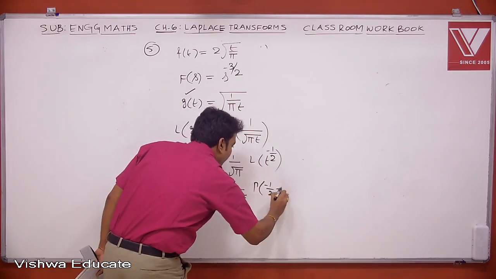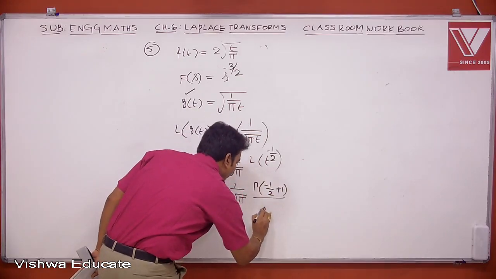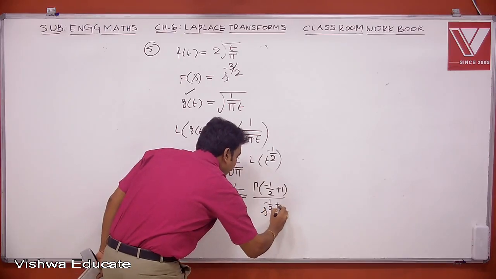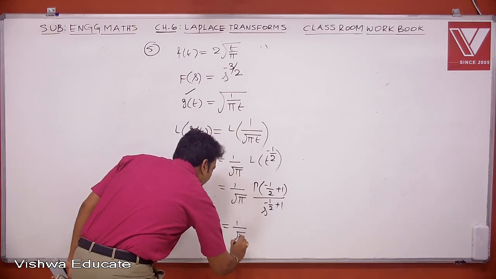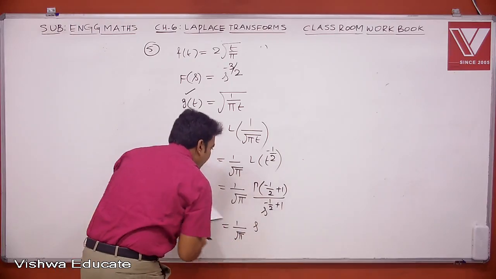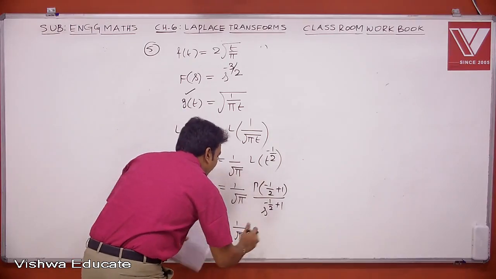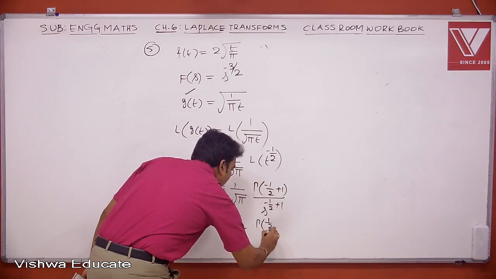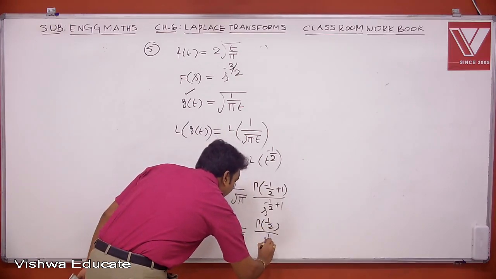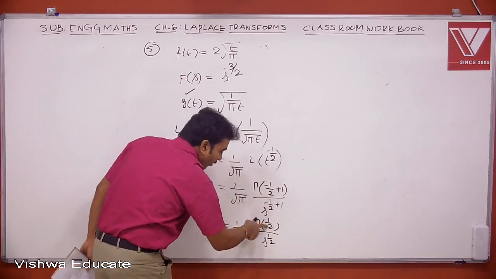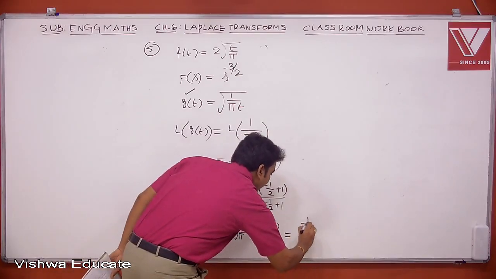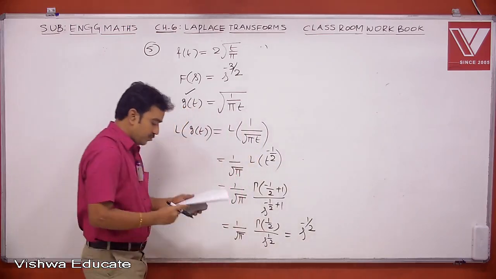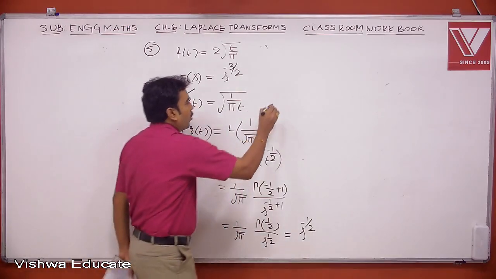We can use the gamma function version. So therefore this is gamma of minus 1 by 2 plus 1 divided by s power minus 1 by 2 plus 1. So this is 1 by square root of pi into gamma of 1 by 2 divided by s power 1 by 2. Gamma of 1 by 2 is root pi. Root pi will be cancelled. So this is s power minus 1 by 2. So the answer is option number B.